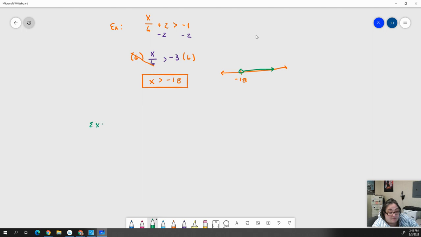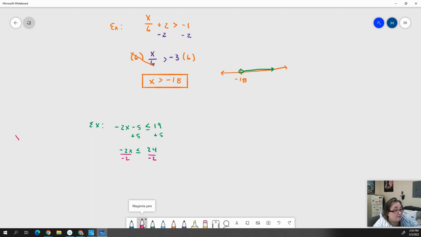If I have negative 2x minus 5 is less than or equal to 19, I want to solve that for x, and then I want to graph that solution set. So I'm going to start by adding 5 to both sides, and I get negative 2x is less than or equal to 24. And now the only thing left on that x is the negative 2. So I'm going to divide this by negative 2, and I'm going to divide this by negative 2.